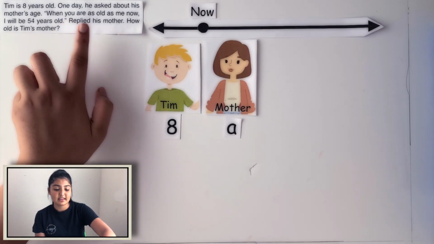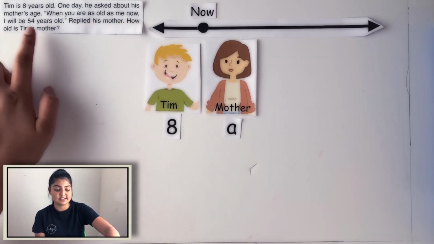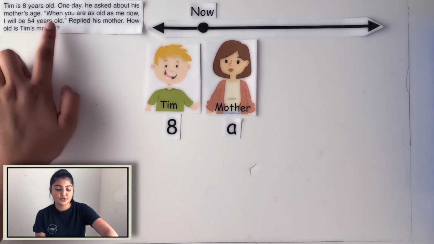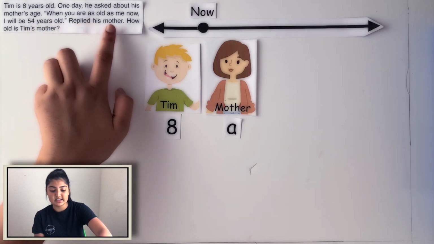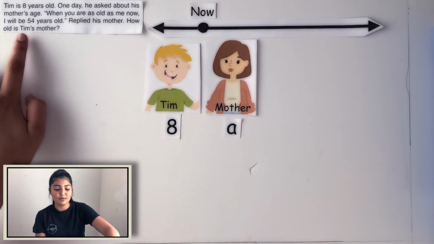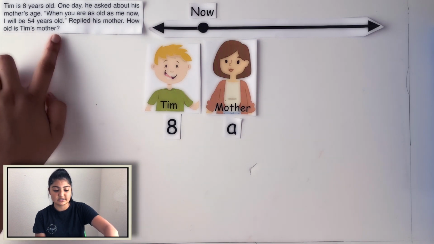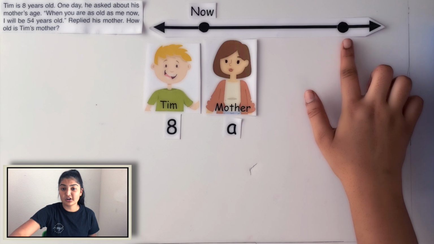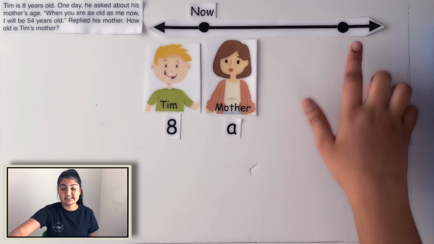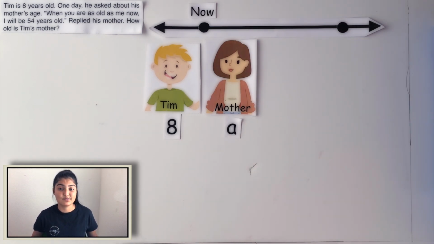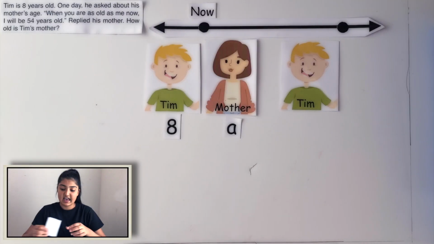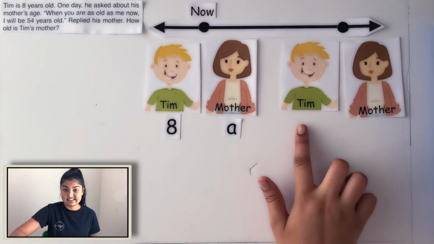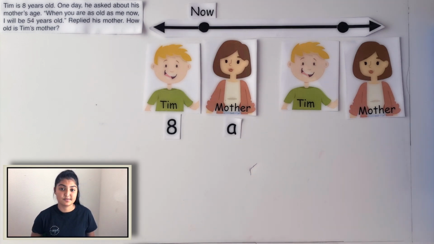One day, he asked about his mother's age. "When you are as old as me now, I will be 54 years old," replied his mother. So let's put this on our timeline. This point on our timeline represents sometime later in the future. And here are Tim and his mother. So how old will they be?